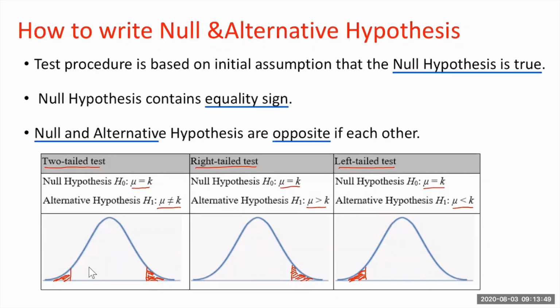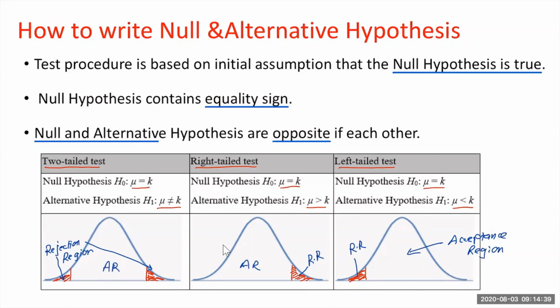Because we are performing the hypothesis testing, the region on the tail is called the rejection region. Let me write R for rejection region. The region on the tail, that is the rejection region. Then the area in the middle, or this one here, or this one here, that is the acceptance region.